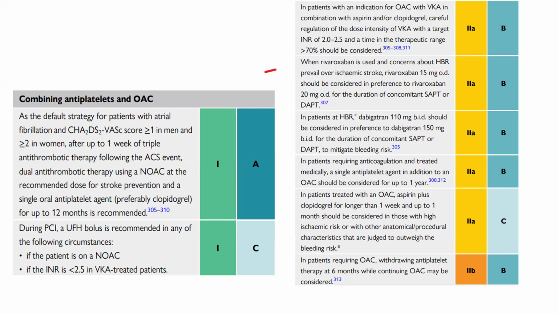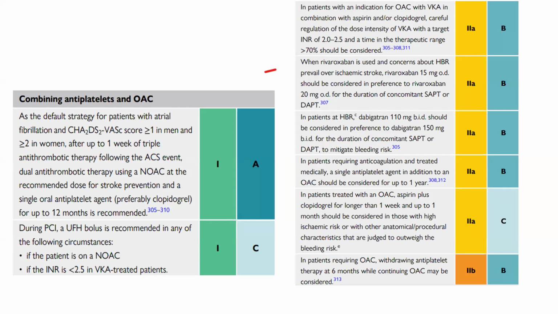When rivaroxaban is used and concerns about high bleeding risk prevail over ischemic stroke, rivaroxaban 15 mg daily should be considered in preference to 20 mg daily for the duration of concomitant single antiplatelet therapy or dual antiplatelet therapy. In patients with high bleeding risk, dabigatran 110 BD should be considered in preference to 150 BD for the duration of concomitant single antiplatelet therapy or dual antiplatelet therapy to mitigate bleeding risk.